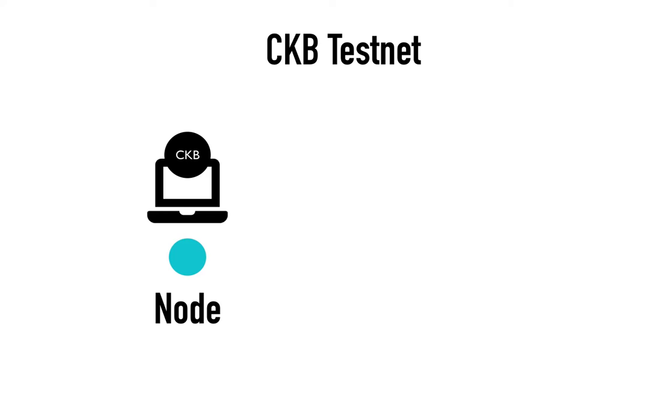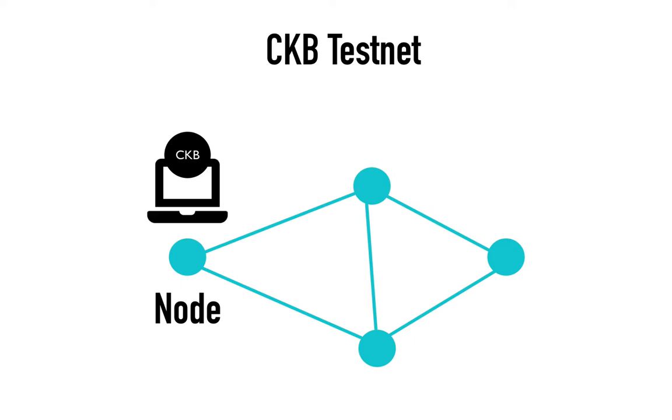And what is CKB testnet? CKB is a blockchain, a peer-to-peer network, which means there is no server. So the testnet is nothing but all the CKB nodes together. The nodes talk to each other and reach consensus on data to make the whole chain trustworthy. Testnet is different from mainnet in that it is here for testing only.